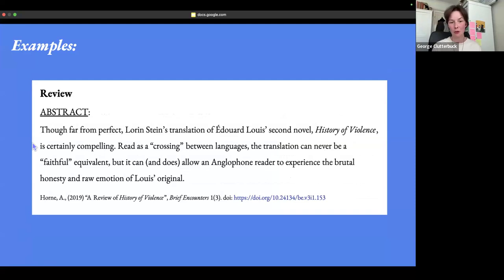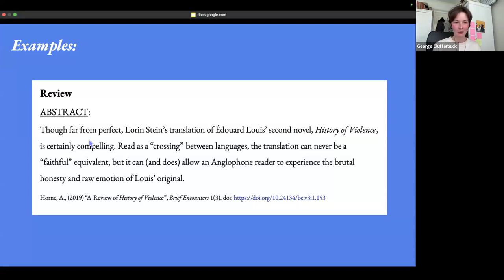This was an abstract for a review that was submitted to Brief Encounters in 2019. As you'll see, it's very different from the research article abstract. They are describing a particular book, a book called The History of Violence by Edouard Louis, and they're trying to convey their opinion about it. Of course, that's the purpose of giving a review. They can still do it, I would argue, in a reflective way, and also even in a systematic way, if they're questioning why they think what they think, and they're explaining their reasoning for that.